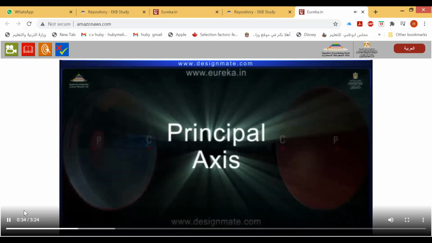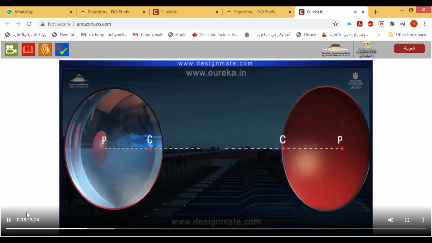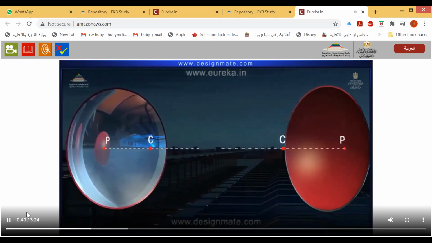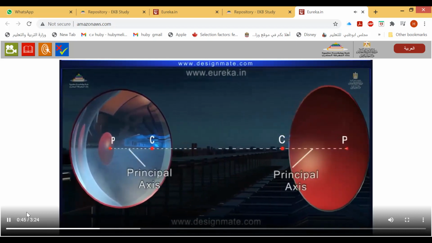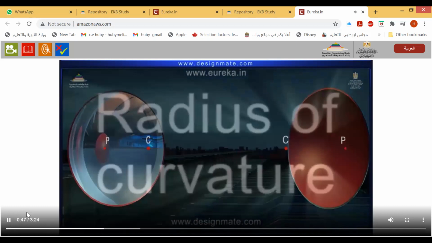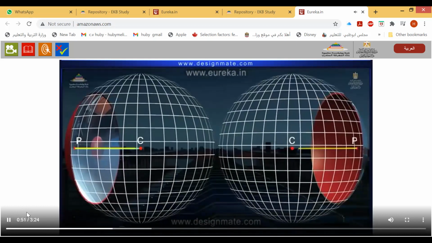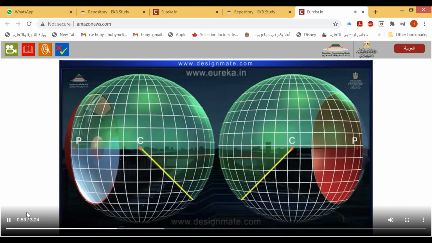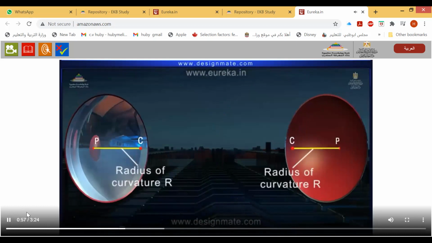Principal axis. The imaginary line or direction passing through pole P and the center of curvature C of a curved mirror is called the principal axis of the curved mirror. Radius of curvature. The distance between the pole P and the center of curvature C of a curved mirror is called the radius of curvature, R, of the curved mirrors.